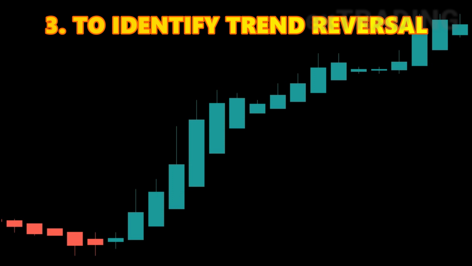3. To identify trend reversal. The Heikin-Ashi candlesticks with small real bodies and large shadows, both upper and lower, indicate trend reversal. This signal presents an opportunity for aggressive traders who want to catch the reversals as early as possible. However, if you are a conservative trader, it's better to wait for confirmation before entering a position.